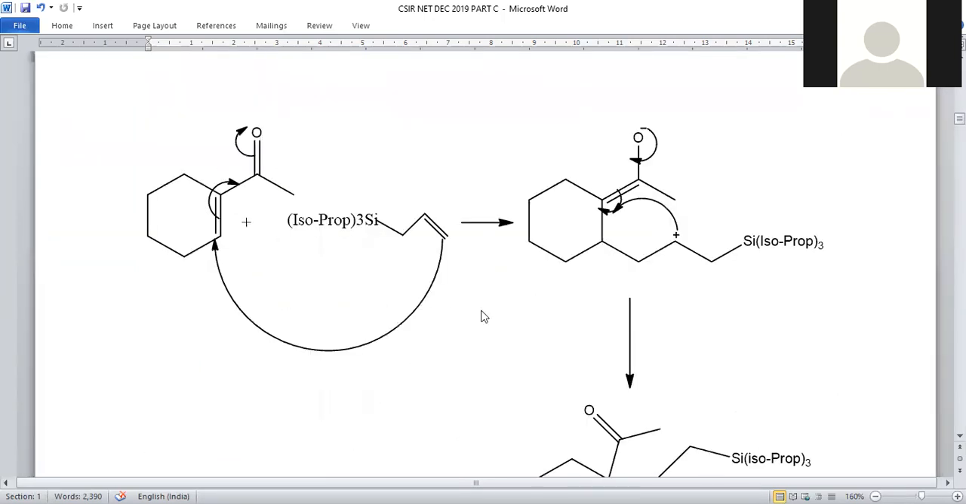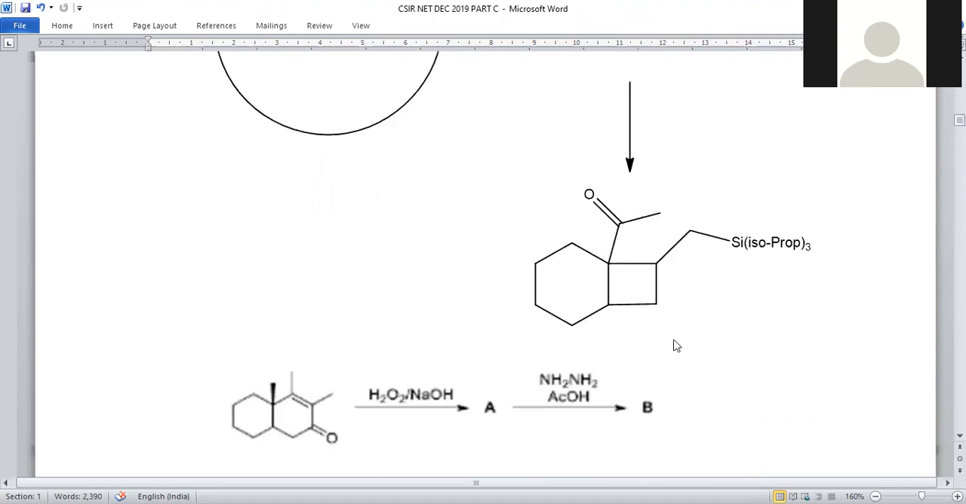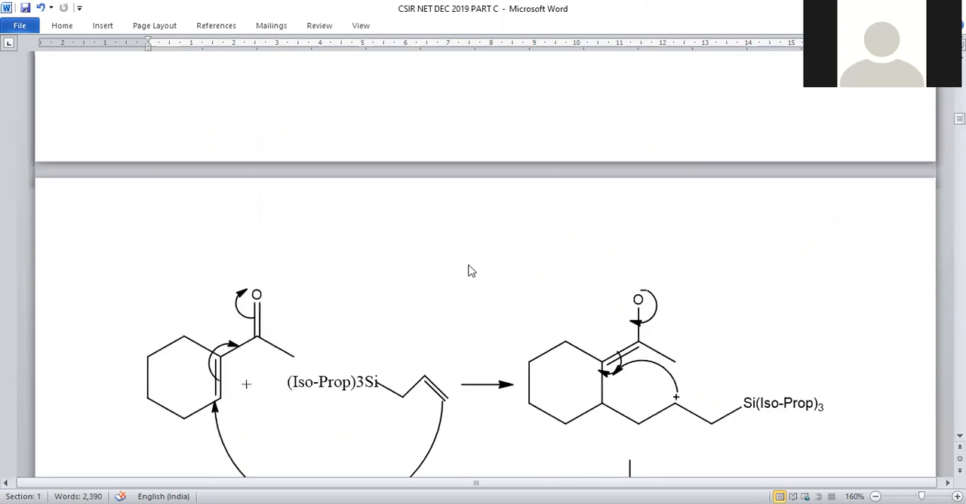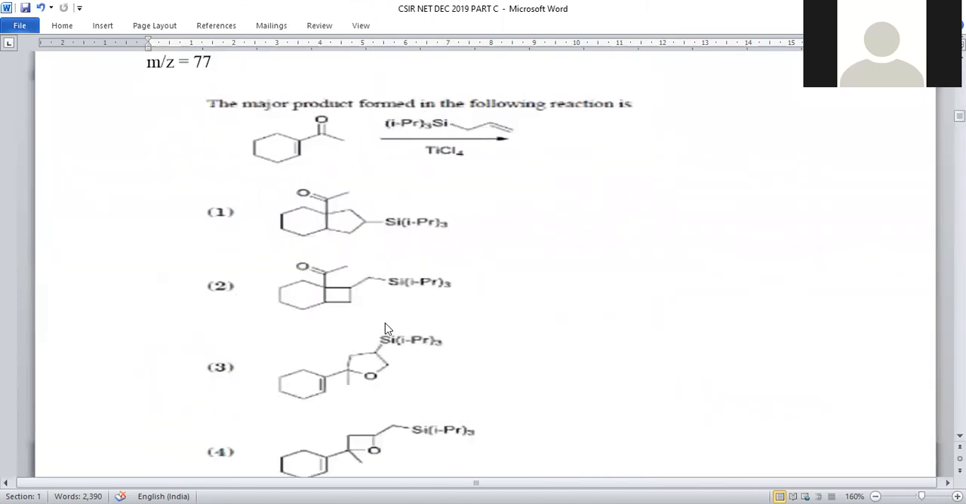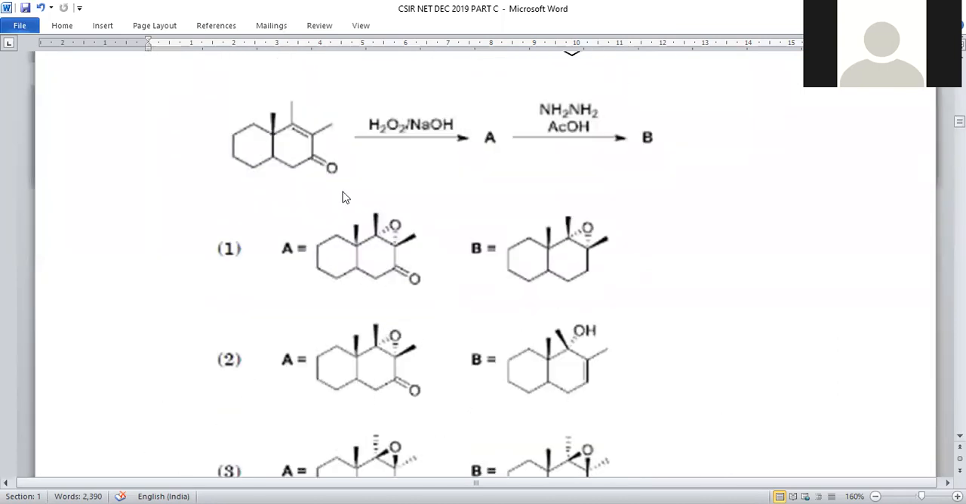So here, this carbon is involved in the bond formation, and the linkage is possible here, and a carbon positive charge will be generated here. Now, back polarization of this bond, and here the cyclization reaction is carried out. There is a possibility of a 4-membered ring within the molecule, and option number 2 is satisfying this statement. Let us move on to the next question.